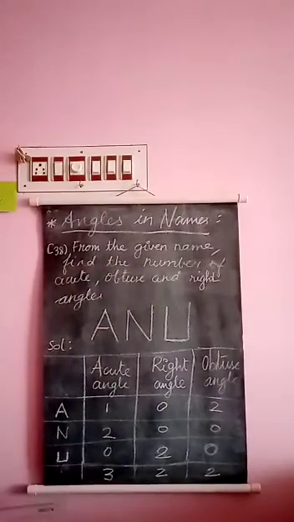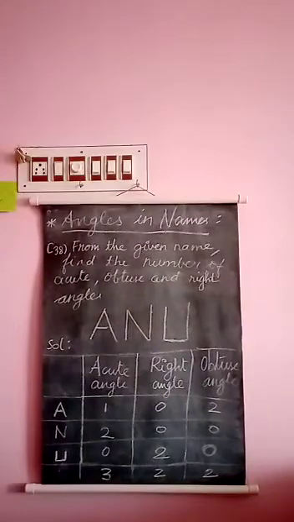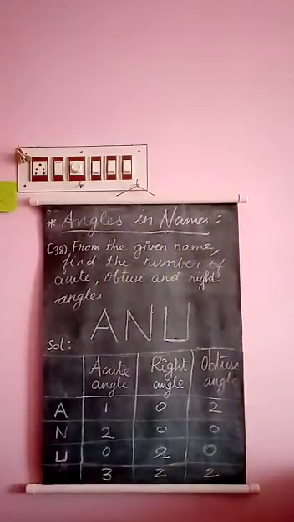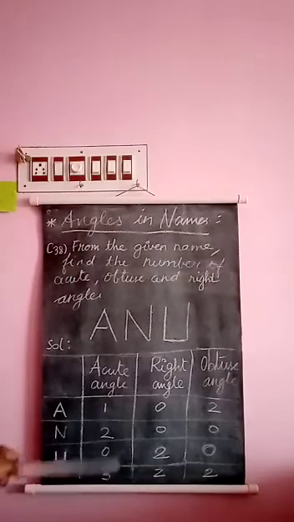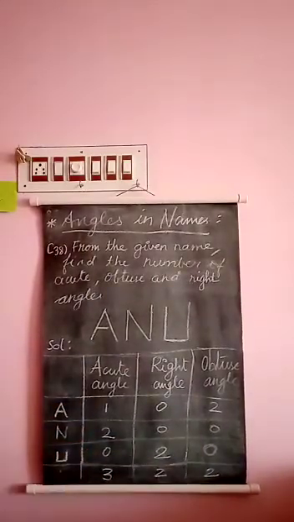In U, you have only two right angles. You don't have any acute angle or obtuse angle. Is it clear? Now find the total number of acute angles, it is 3. Total number of right angles, it is 2. Total number of obtuse angles, it is 2.